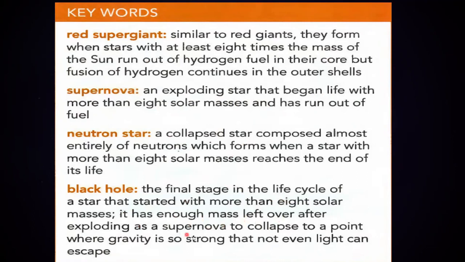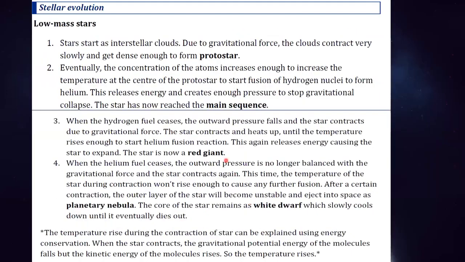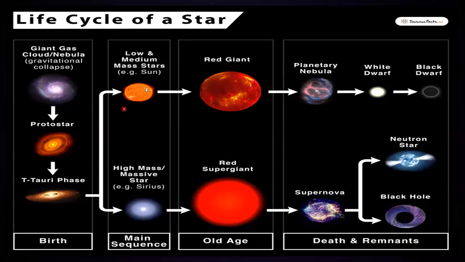there is enough mass left after the explosion that it collapses to a very small point that cannot allow light to escape. So this is the difference between the star cycles. We may have a low mass star, we may have a high mass star. High mass stars are usually 8 or more times the mass of the sun, and low mass stars are about the same mass as the sun or even 3 times the mass of the sun.